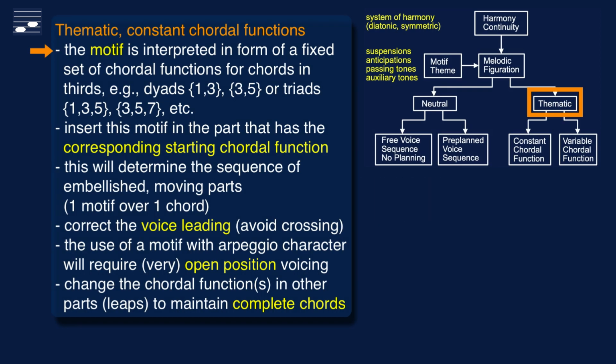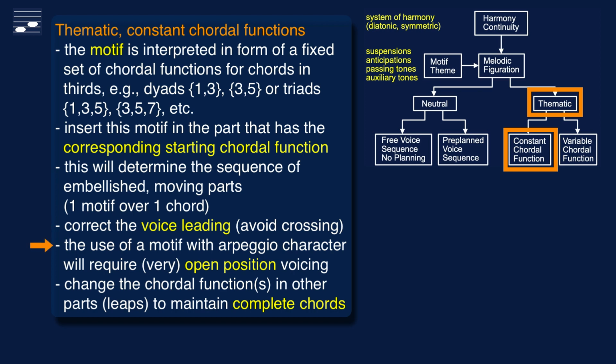The motif approach is used for chords in thirds. Pitches from the theme are interpreted as dyads of adjacent chordal functions or triadic subsets. The first chordal function pitch determines the part where the motif will be inserted. This yields a one motif per chord result. Next, we may have to correct adjacent part voice leading to prevent crossing.